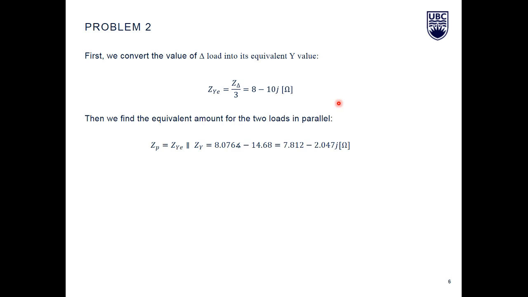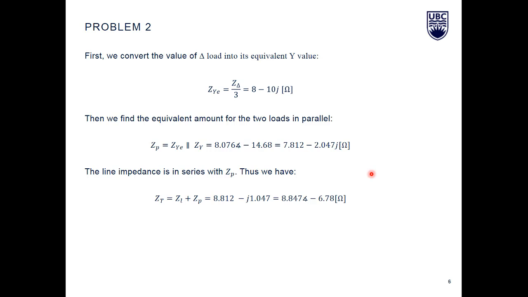And if we want to calculate the equivalent impedance of the two parallel loads, so we had one originally Y connected load and we transformed the delta connected load into ZY, so we want to see what's the parallel equivalent impedance. So ZP equals the parallel of these two, and it will give us this number 8.076 with the angle of minus 13.68 degrees, which is equal to 7.812 minus 2.047j ohm.